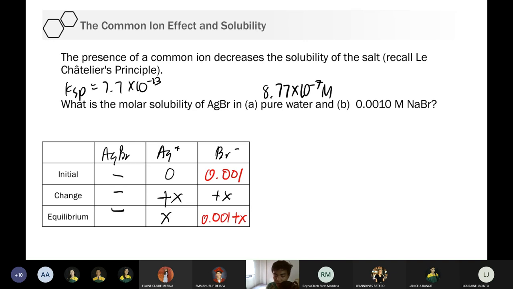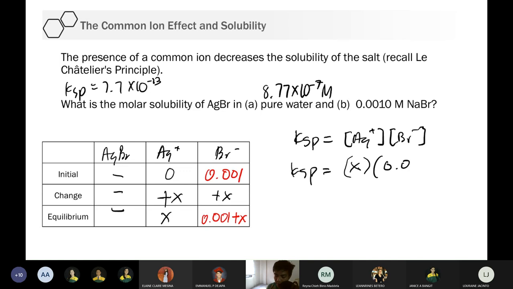Oh, dito, hindi na natin ito pwede gamitan ng shortcut. No? Kasi, hindi na to X eh. May number na eh. May 0 point something na eh. So, we have to write the K expression. That's Ag plus Br minus. So, Ksp is equal to X times 0.001 plus X. Okay. So, hindi tayo pwede gumamit dito ng square root of Ksp, kasi ang requirement natin doon ay initial ng reactant. Eh, wala tayo for reactant. Solid yan eh. So, no choice. No, quadratic equation tayo.